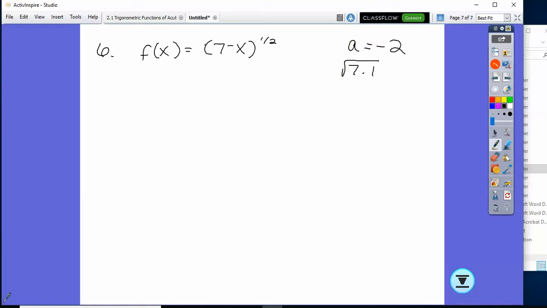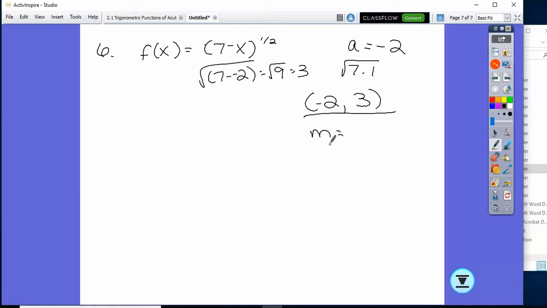So the linear approximation, that's the L of x. We need an equation for it. The equation of a line requires a point and a slope. To get my point, my a is -2. If I plug -2 in here, 7 minus -2, I get the square root of 9, which is 3. So my point is (-2, 3).